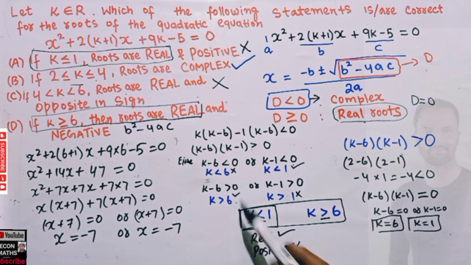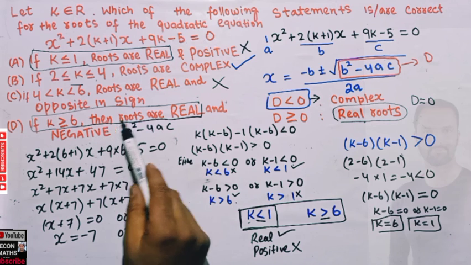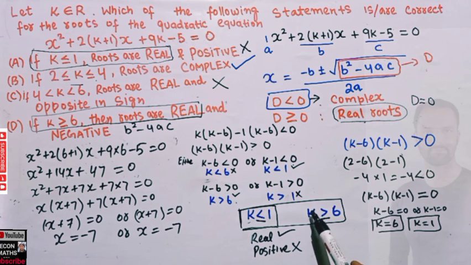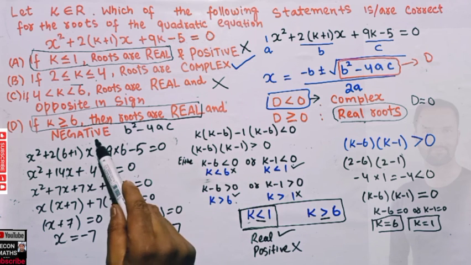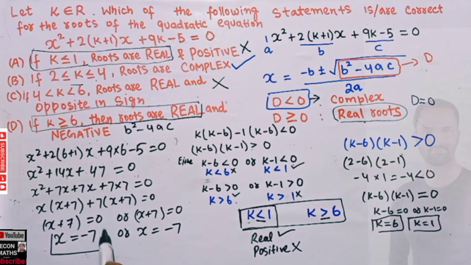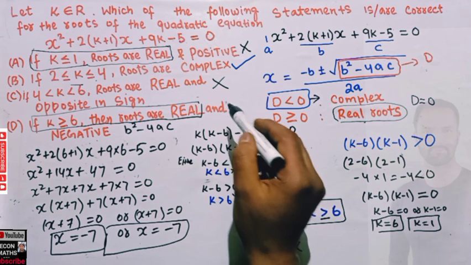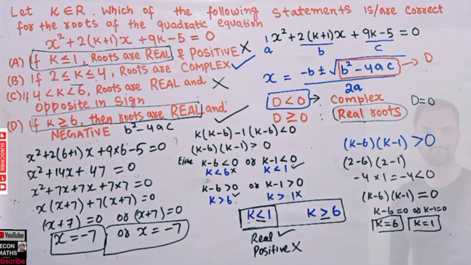So we got roots are real because k is greater than or equal to 6, and negative. We also got roots negative. We got roots real and negative. That means this option should also be correct in this case. I hope I made myself clear in this video. Thank you.